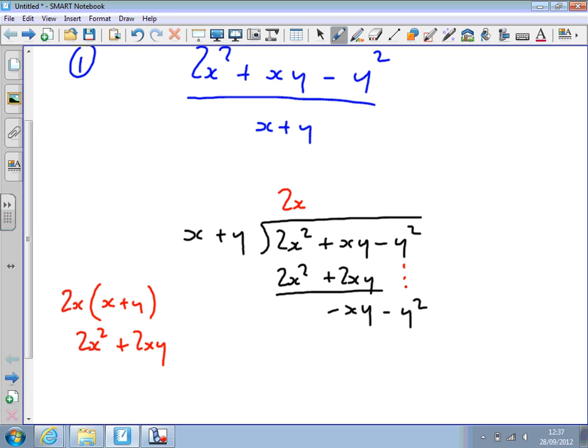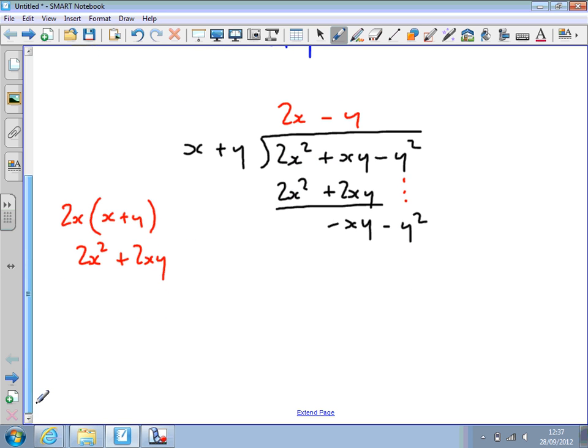So now I focus again on this minus xy term, and ask myself the question, what have I got to multiply x by to get minus xy? Answer, minus y. So as an aside, what is x plus y times minus y? Minus y times x is minus xy. Minus y times y gives me minus y squared. So that's what goes underneath here: minus xy minus y squared.